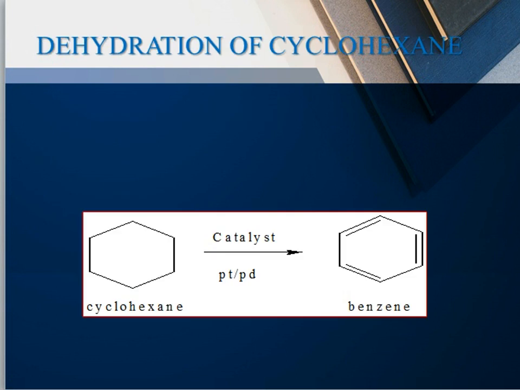Our first reaction is dehydrogenation of cyclohexane. The synthesis of benzene from cyclohexane or n-heptane by using the catalyst platinum or palladium, which acts as a dehydrogenation catalyst, will give benzene.